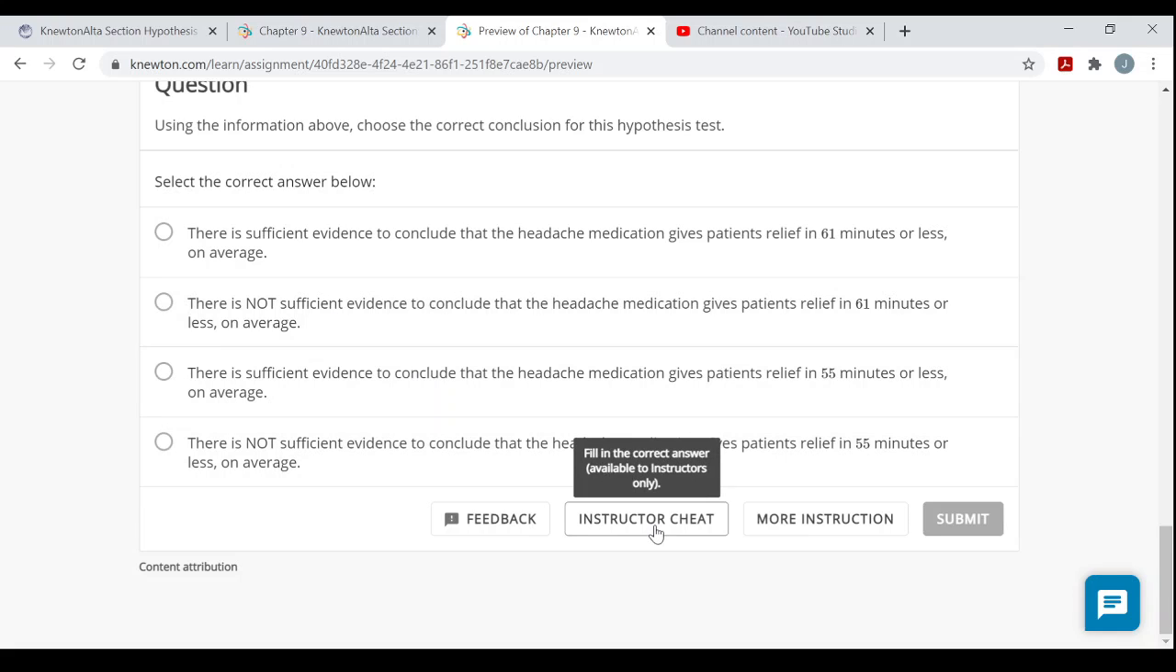Now I'm going to do something that you can't do. I'm going to cheat and say, hey, yeah, see. So I was right. There is not enough evidence to conclude that the headache medicine gives patients relief. Really, it should just be 61 minutes because we said equals 61 was the null, and that is 61. But the "or less" part isn't true, right? We're not accepting the less part, so there's not evidence for this less than 61 minute average, right? Because we didn't reject the null.